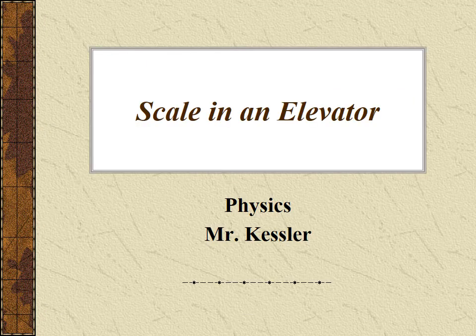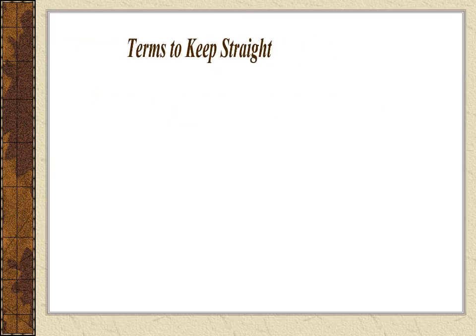In this PowerPoint, we talk about the force that a scale applies to a person in an elevator. As a person rides an elevator up and down, he has certain accelerations applied to him. The scale doesn't read the weight of an object, it actually reads the normal force being applied to the object. So as an object goes up and down in an elevator, the force of gravity is constant, but the scale force has to change in order to account for the acceleration up or down.